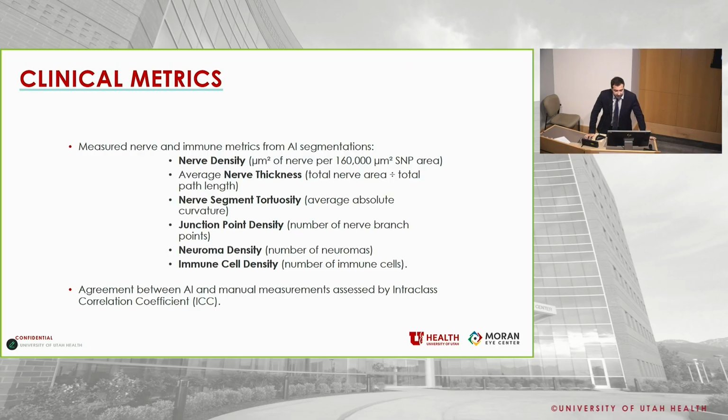We also tried to look at some clinical metrics, measuring nerve and immune metrics from the segmentation. So the confocal microscopy scan is 400 by 400 microns, which gives it a total area of 160,000 microns square. We looked at nerve density within this area, average nerve thickness, nerve segment tortuosity, looking at vectors and seeing how much they're tortuous, junction points to see how much there's branching of these nerves, and then the number of neuromas and number of immune cell density. And then we did an interclass correlation coefficient to be able to compare.